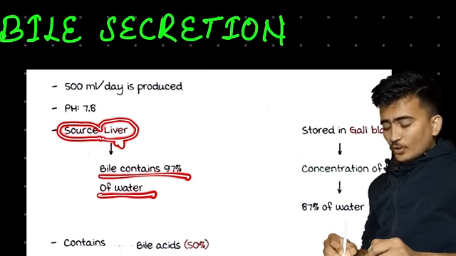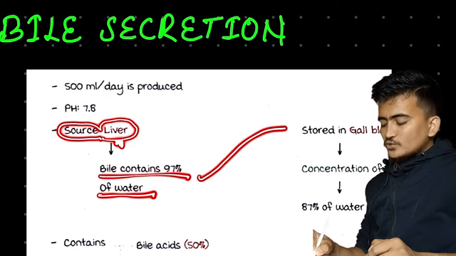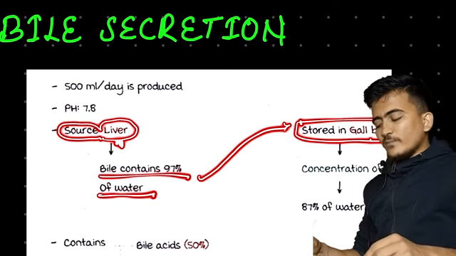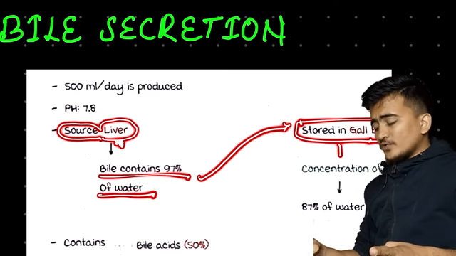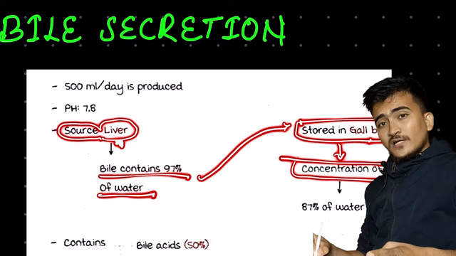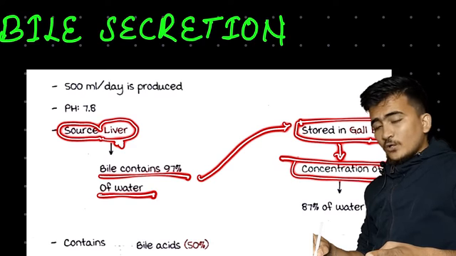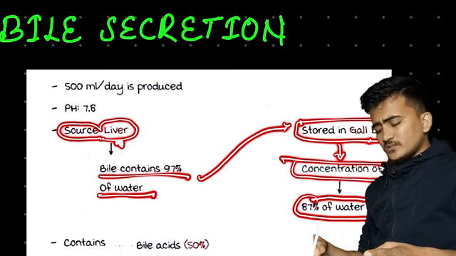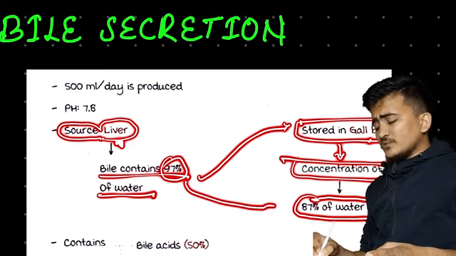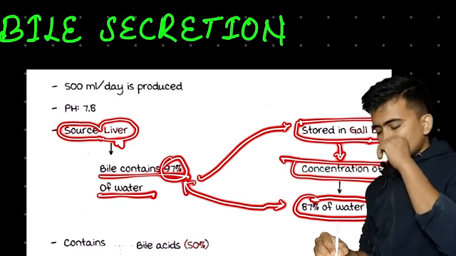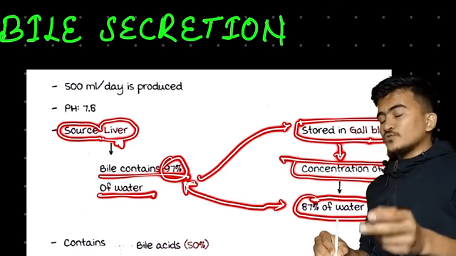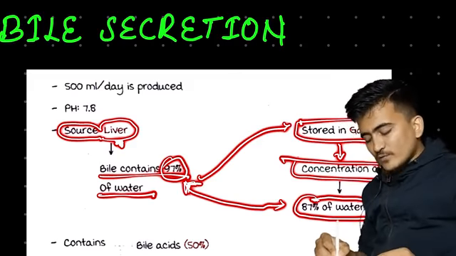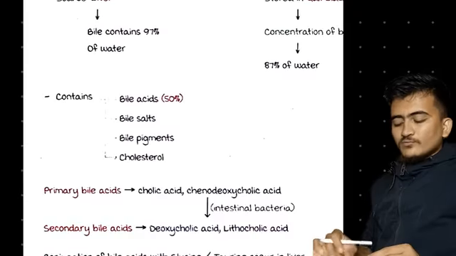Later on, it will be stored in the gallbladder, and there is one important question: where is bile stored? It is stored in the gallbladder, and while being stored there will be concentration of bile. At the time of concentration, there will be loss of water, and the concentration of water now becomes 87%. Here the concentration of water was 97%, but here it is 87%. So what we can say is, storage and concentration of bile take place in the gallbladder, whereas the production of bile takes place in the liver. So this was all about the bile.